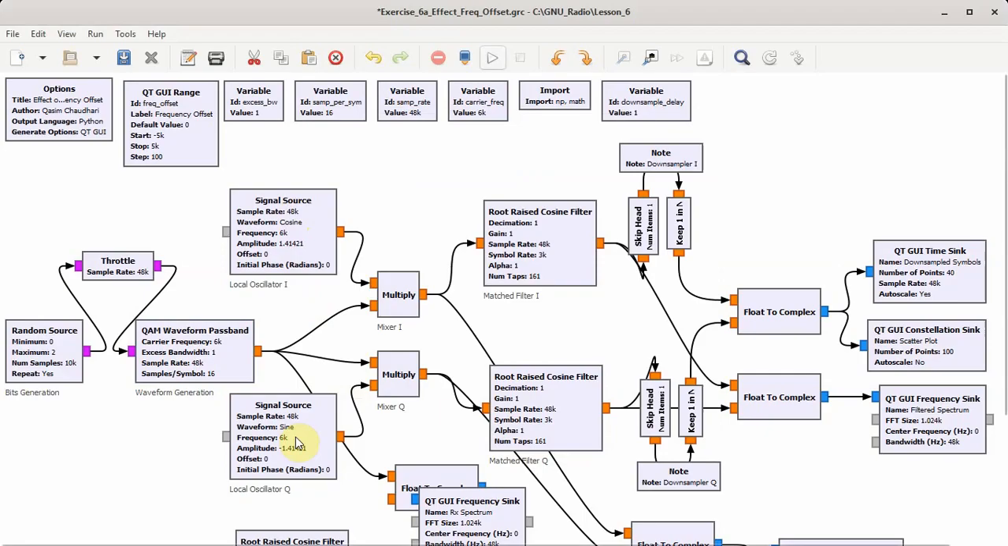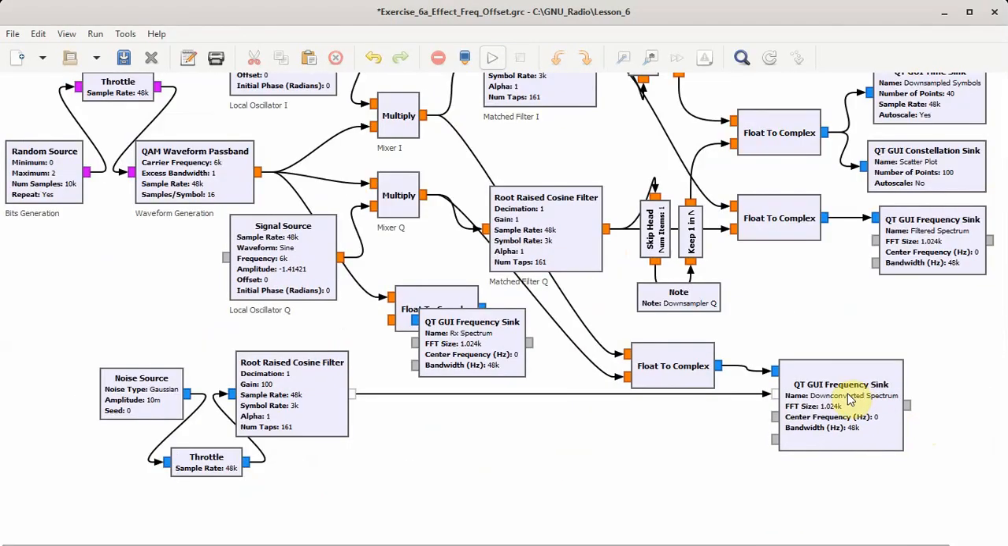This is the local oscillator I and Q arms, and they downconvert the signal to baseband. The flow graph looks a little cluttered, but this is just float to complex and the frequency sink so that we can see the received spectrum before down conversion. Then we can see the received spectrum after down conversion, so we can compare the two as well.